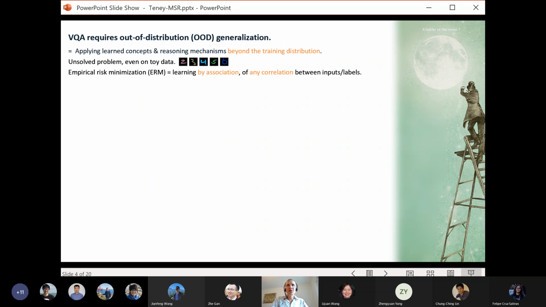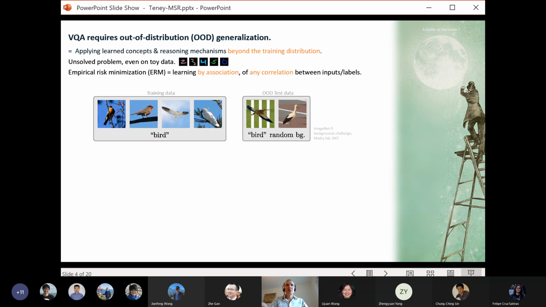So why is this difficult? That's because the principle of empirical risk minimization that we use most of the time is really about learning by association. We learn correlations between examples and labels in a training set. We can see the limits of this approach with a simple example of image recognition. Let's say that we want to train a bird detector.